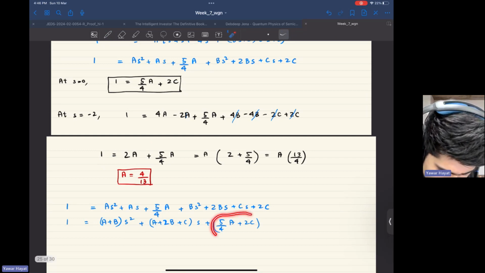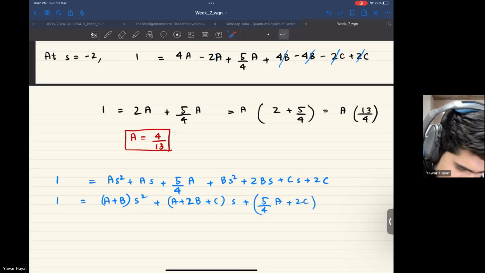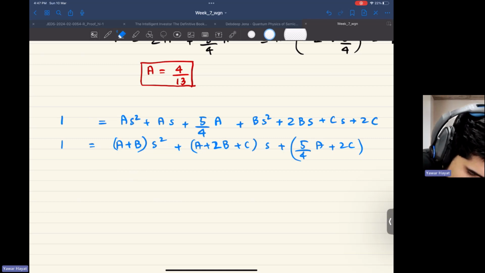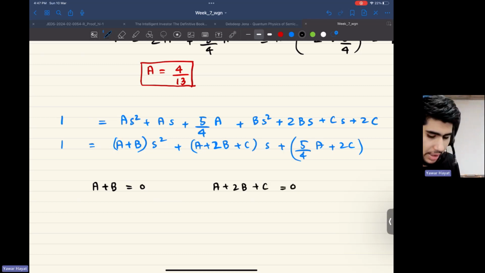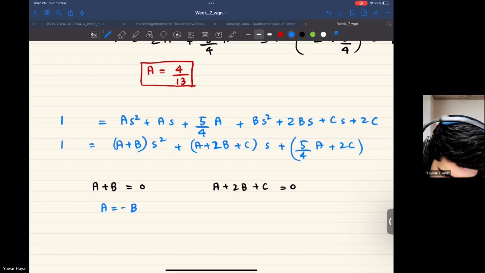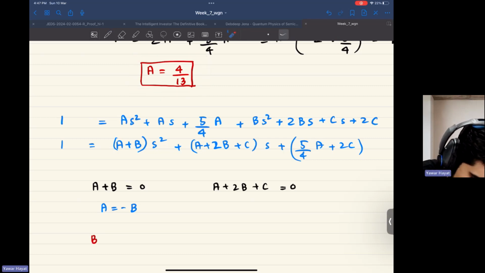Now this equation I already have, right? This constant term is 1. What about this and this? These two equations would give me A plus B is equals to 0, because the coefficient of S square on the left hand side is 0. So that should be the case for the right hand side as well, right? A plus B is equals to 0 and A plus 2B plus C is equals to 0, right? Now, A plus B equals to 0 would give me A is equals to minus B, right? So that's it. I computed B because I already know A is 4 by 13. So what should be B? B should be minus A, so minus 4 by 13.